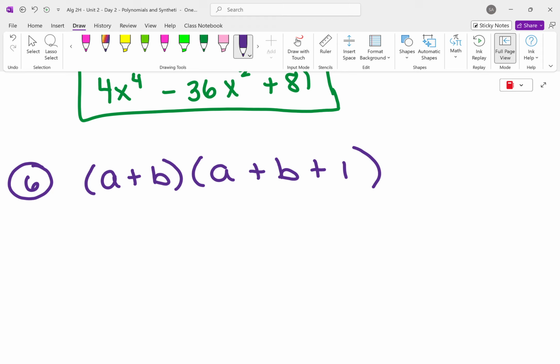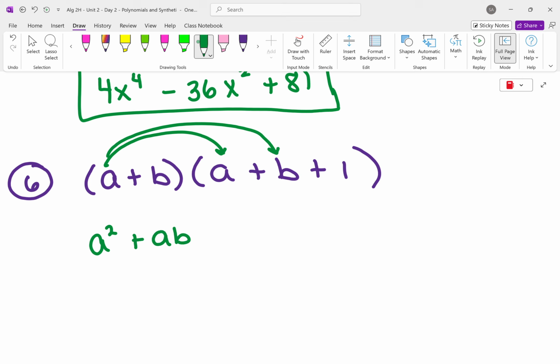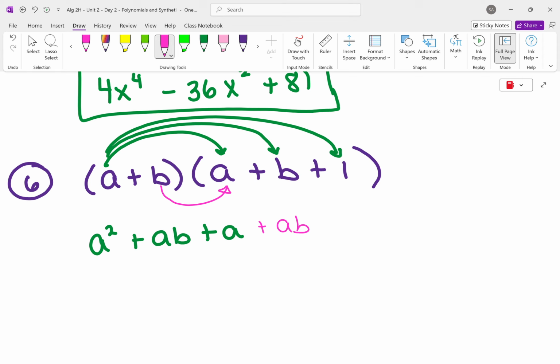So now I have a binomial times a trinomial, and all I'm going to do is triple distribute this in. So a times a is a squared. A times b is an ab. A times 1 is a. B times a is ab. I usually put the variables in alphabetical order, but you don't have to. B times b is b squared, and b times 1 is a positive b.